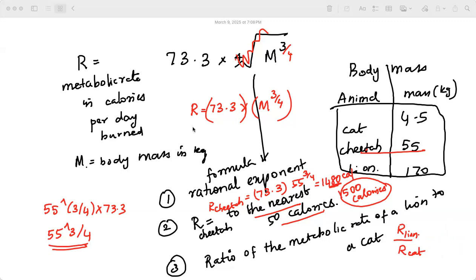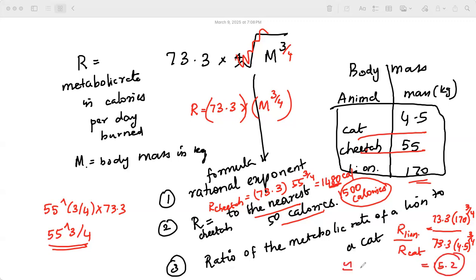Krish, are you doing? Yeah. 73.3 power 3 by 4 of the lion you have to put first, divided by 4.5 power 3 by 4 of the cat. If you do that, you'll get 15.2 something if you put it in the calculator. So basically, it's approximately 15 to the nearest integer. Any questions?